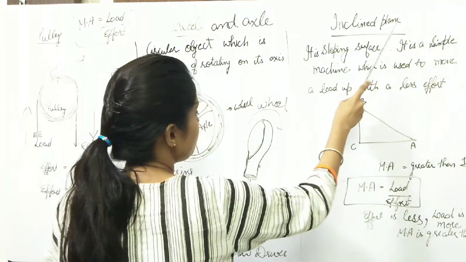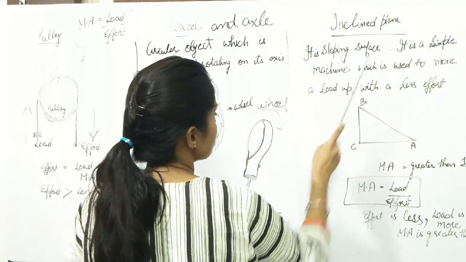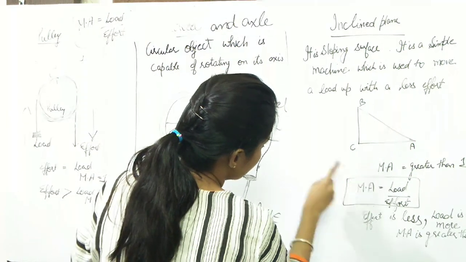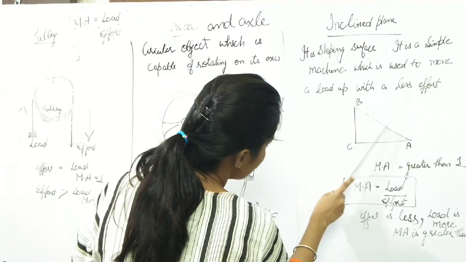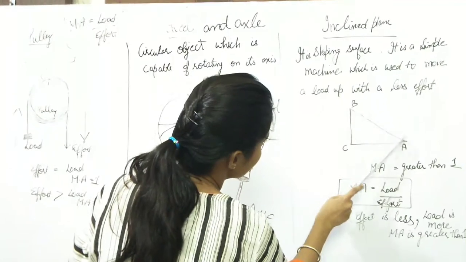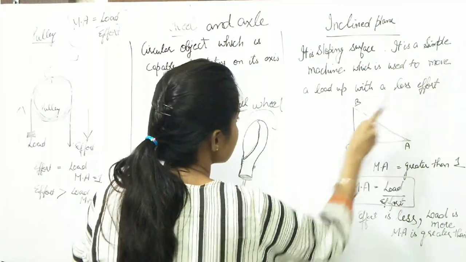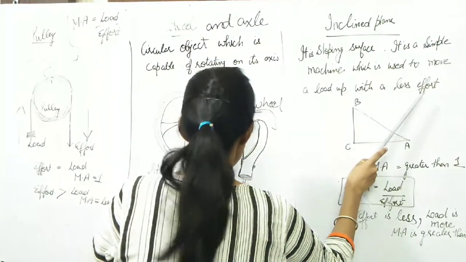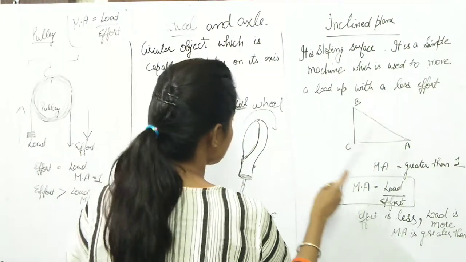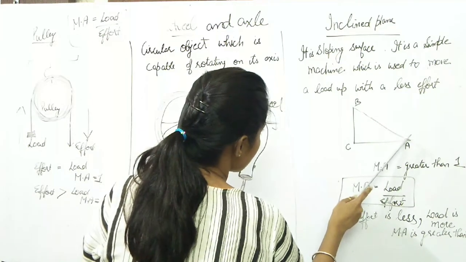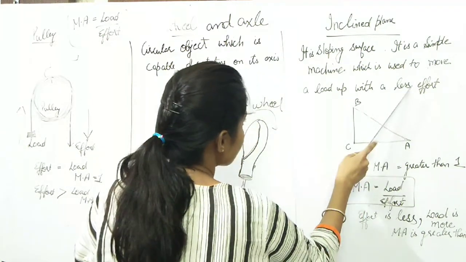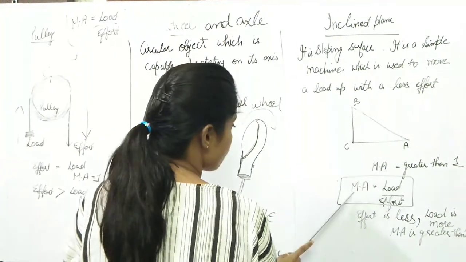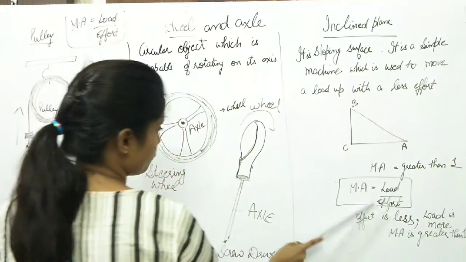A simple machine that rotates by itself. Last one, the inclined plane. It is a sloping surface. See here, AB. The surface is sloping. If anything is thrown down, it will roll down. It is a simple machine which is used to move a load up with less effort. So if an object has to be pushed upwards, less effort is applied and the load can be easily pushed upwards. Formula, load upon effort, we know that.